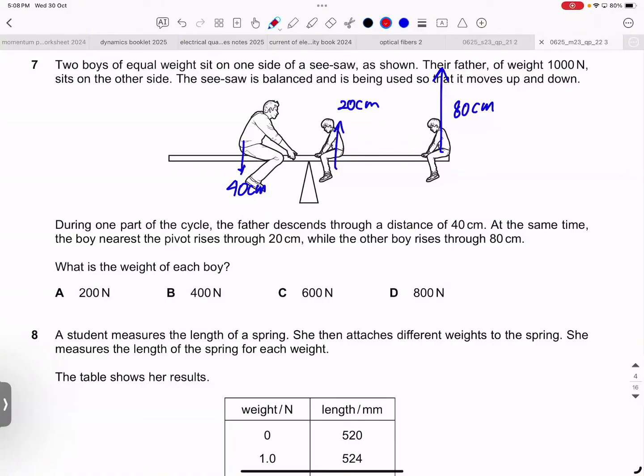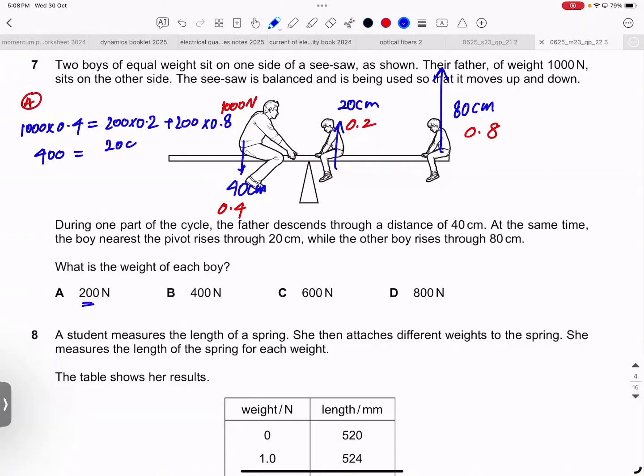Let's try A. This is 0.4, this is 0.2, this is 0.8. Let's check A first. The father is 1000 Newton, yes? So let's check A with 200 for the boys. So 1000 times 0.4. Is it equal to 200 times 0.2 plus 200 times 0.8? Are they equal? The left side is 400. The right side is 200. Not equal.